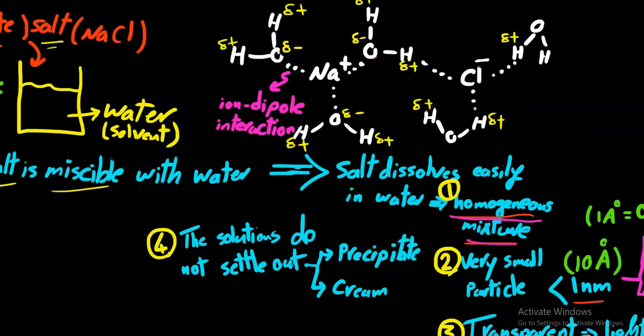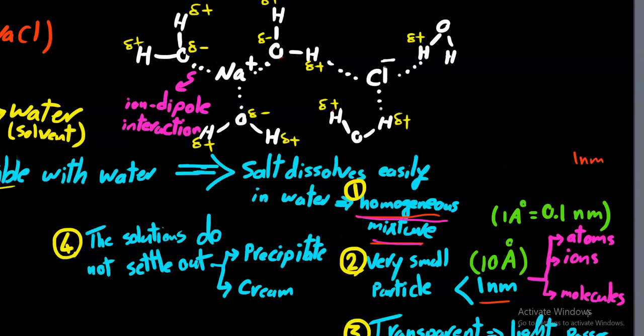When we say homogeneous, we mean that a uniform mixture is formed between sodium chloride or sugar and water. And the main point here is the particle size. When we've got a solution, the particle size is very, very small, in the size of atoms or ions or small molecules, which is less than 1 nanometer or 10 angstrom. As you know, 1 angstrom is a tenth of a nanometer.